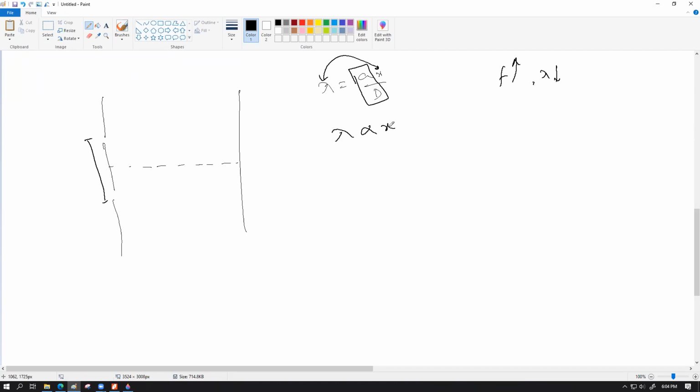This is very interesting. This means whenever lambda goes down, x also goes down. Now, what does this mean for a pattern where x decreases? This would mean that the entire pattern of bright and dark is going to start squashing.